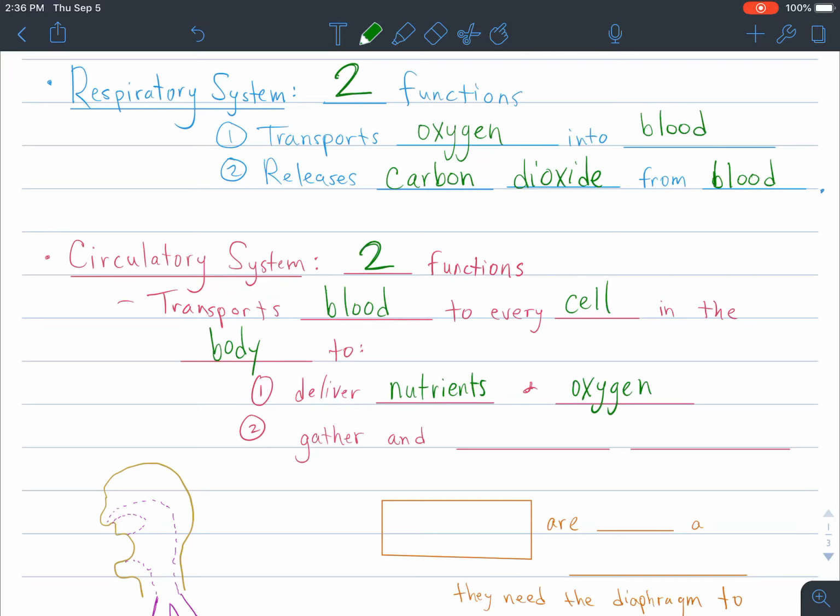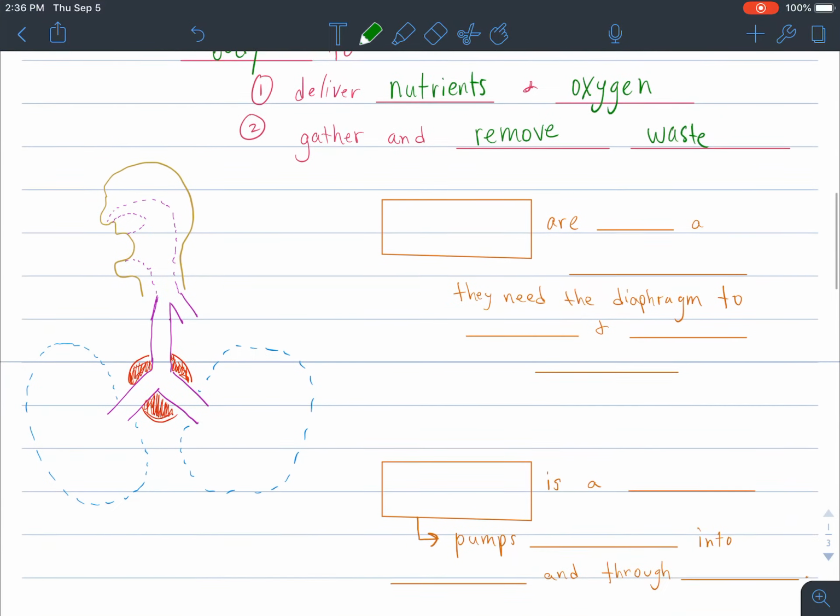So the second function of the circulatory system is to gather and remove waste. And we'll learn more about how the circulatory system and respiratory system work together. And the red blood cells, which are part of the circulatory system, work with the respiratory system in order to achieve all of these functions.